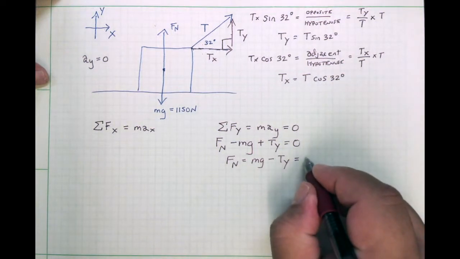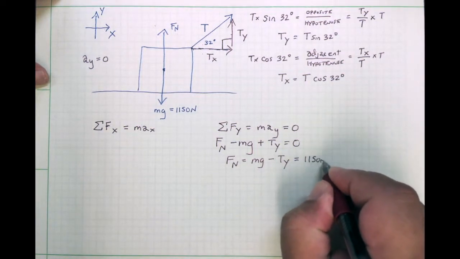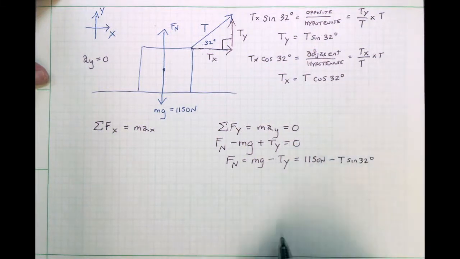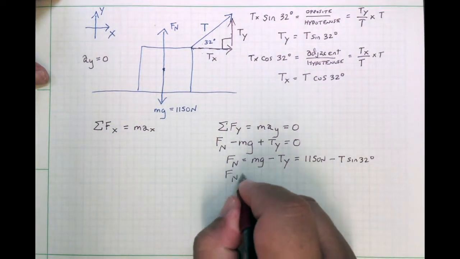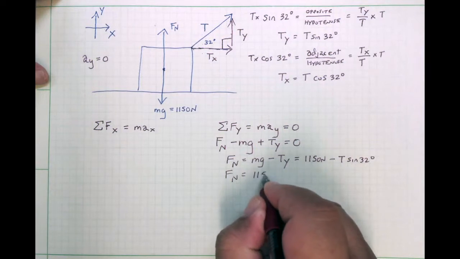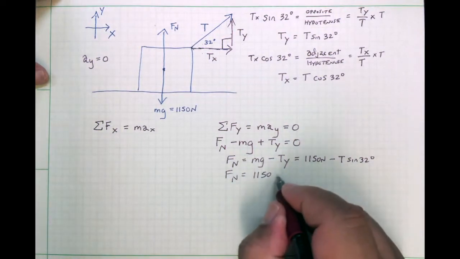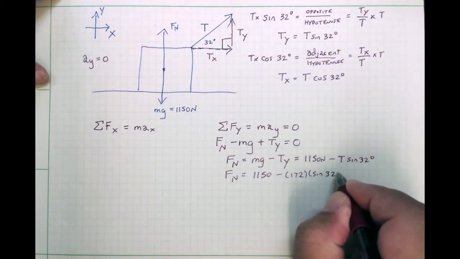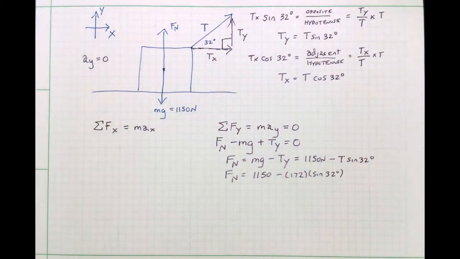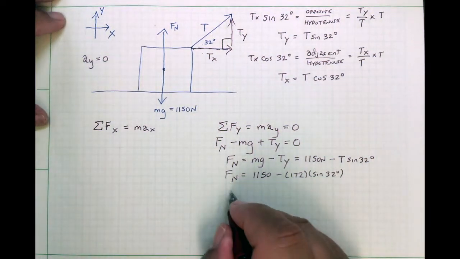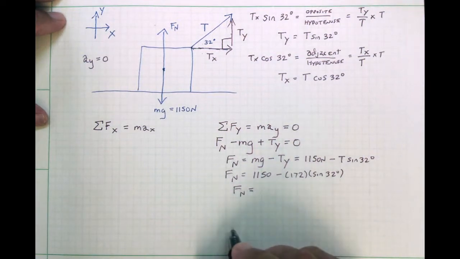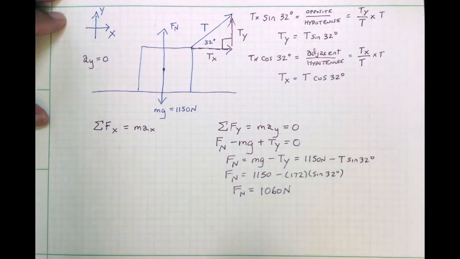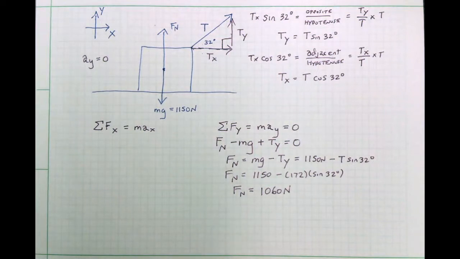and that is going to be 1,150 newtons minus the tension times the sine of 32 degrees. The tension in the rope is 172 newtons. So we can plug that value in there, along with the sine of 32. And that gets us the result that the normal force exerted on the crate by the floor is 1,060 newtons, to 3 significant figures.